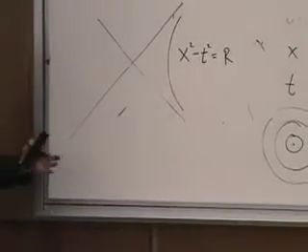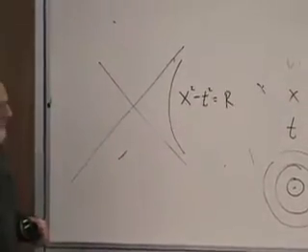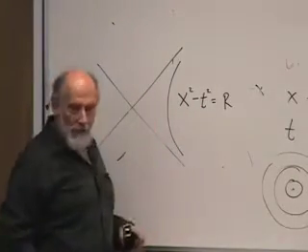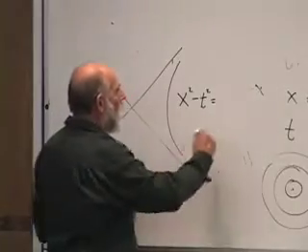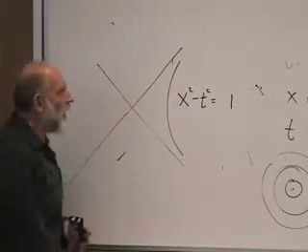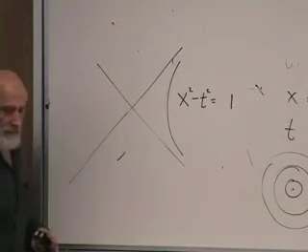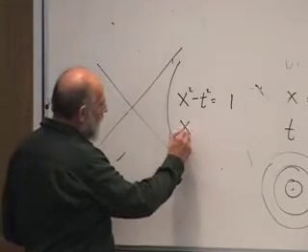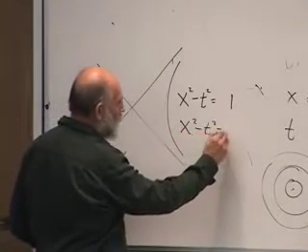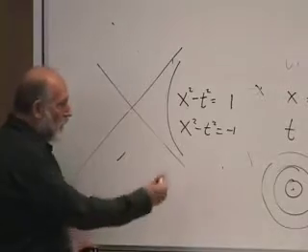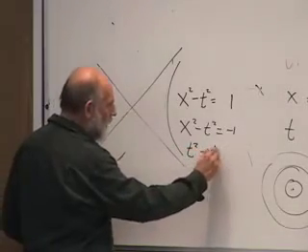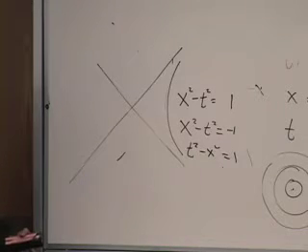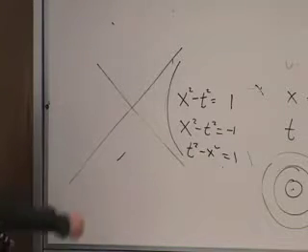What happens when r gets negative? Look at this. Let's suppose r goes from plus 1 to minus 1. So x squared minus t squared equals 1. That's a hyperbola like this. What happens when it gets to be minus 1? Then it becomes x squared minus t squared equals minus 1, or t squared minus x squared equals 1. That's another hyperbola. Where is that hyperbola? 90 degrees off. Yeah, that's a hyperbola up here.